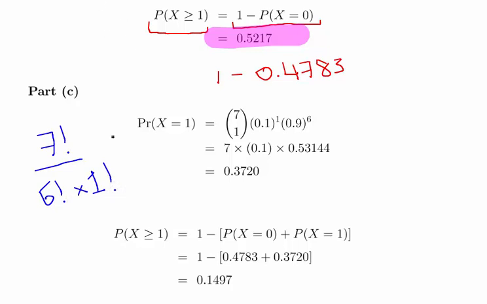The 1 factorial cancels out, just 1. And 7 factorial can be written as 7 times 6 factorial. They cancel out, so that just equals 7. So that's where that 7 comes from. So a little bit of calculator work, and we find that the answer is 0.3720.